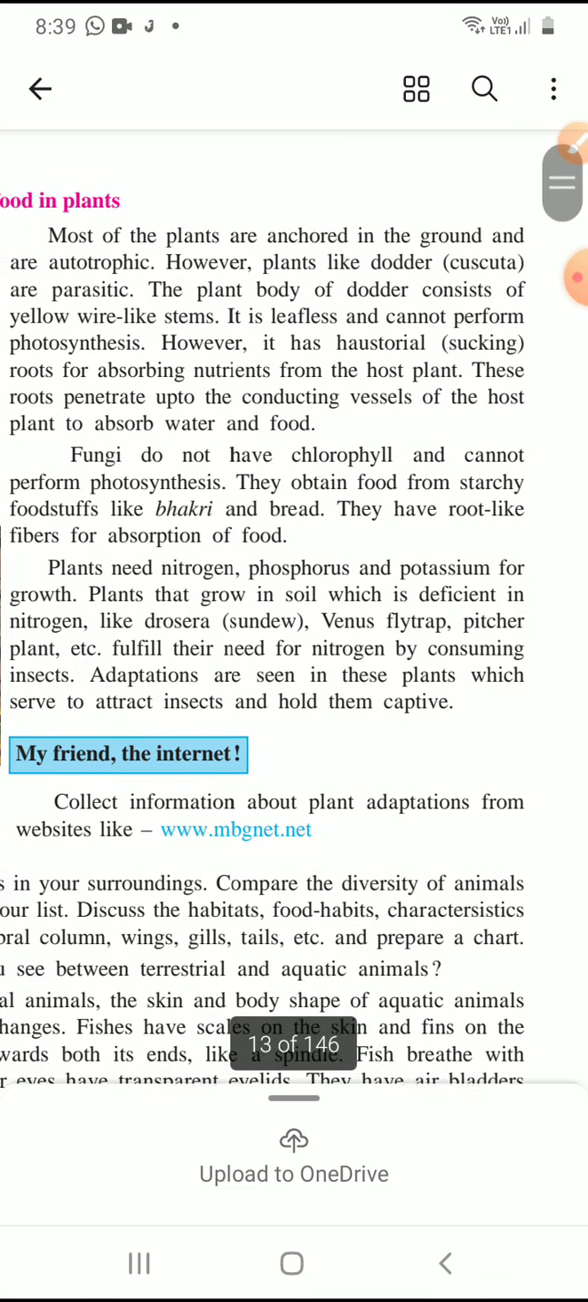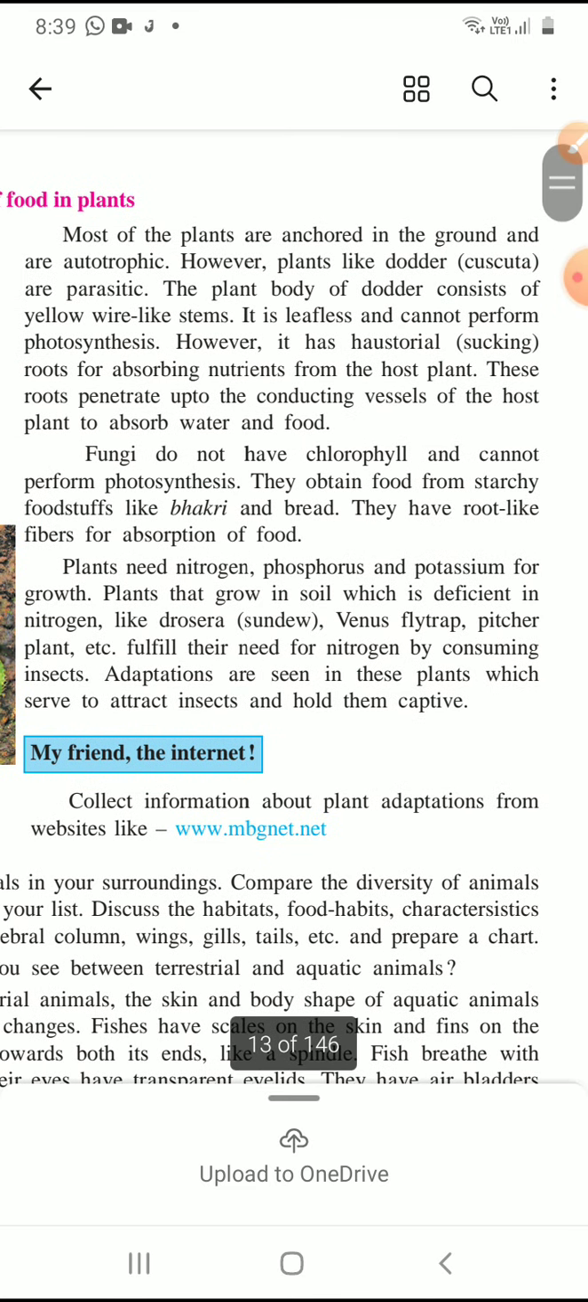Fungi do not have chlorophyll and cannot perform photosynthesis. They obtain food from starchy foodstuffs like bhakri and bread. They have root-like fibers for absorption of food.